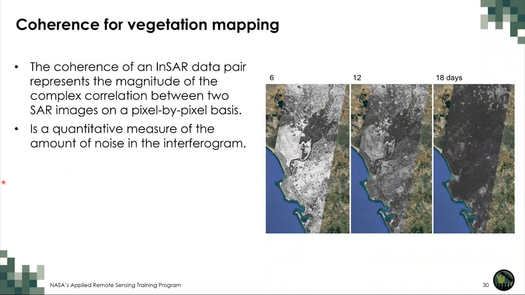Coherence is a measure of the amount of noise in the interferogram, and coherence is a measure of the development of vegetation. Because in 12 days or 18 days, the vegetation is being developed or is changing, and therefore the coherence gets lower and lower. It still remains very high in urban areas because there's not a lot of change over there, but wherever we have vegetated areas, we are getting lower coherence with a longer time span. So if we have a change of coherence between two images, it means that something has happened to the vegetation. Either vegetation has grown, or the crops have been harvested, and so on. So the coherence of the interferogram is a direct proxy of the development of vegetation.